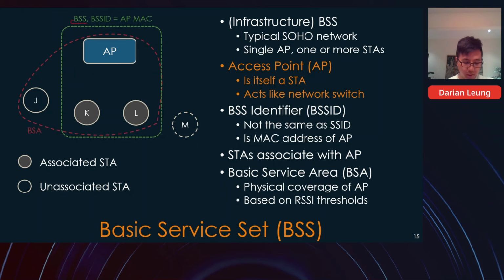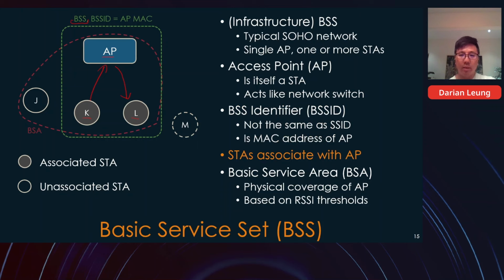So here we have a BSS, and that BSS contains an AP and stations K and L. If station K wants to communicate with station L, then K must send the data to the AP, and the AP is responsible for forwarding that data to station L. Each BSS has a unique identifier, known as the BSS ID. This is typically just the MAC address of the AP. An important thing to note here is that the BSS ID is not the same as an SSID. Those are two different identifiers. If a station wants to join a BSS, they must associate with the AP.